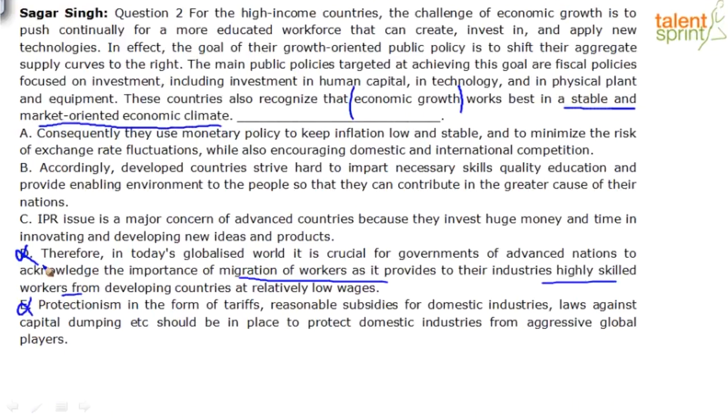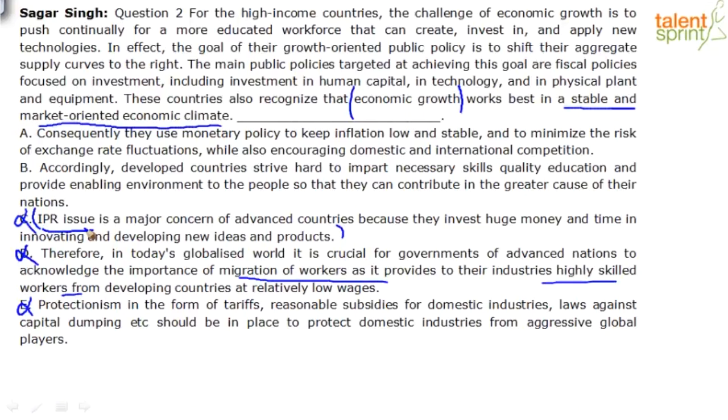Option C. IPR issue is a major concern of advanced countries because they invest huge money and time in innovating and developing new ideas and products. Now this C is talking about something negative that is happening, right? It's addressing an issue which is a concern. Now that is not what contributes or aids in supporting the preceding statement. I will eliminate C, right? Unrelated, it talks about some issue.